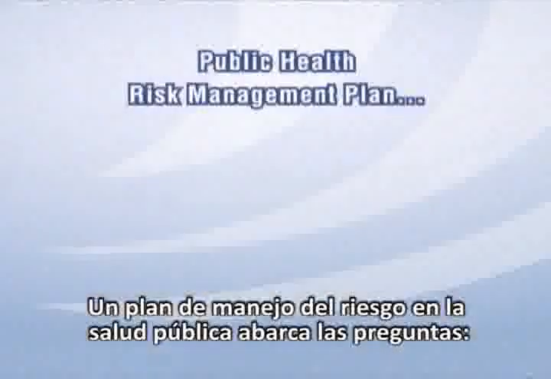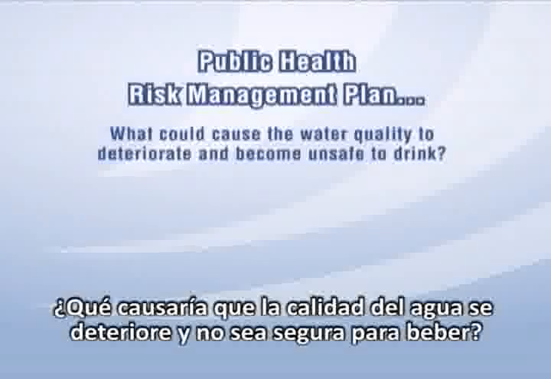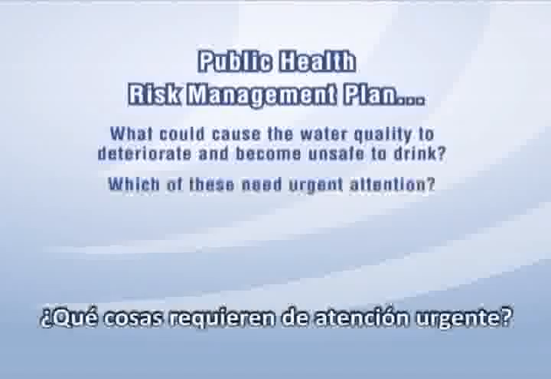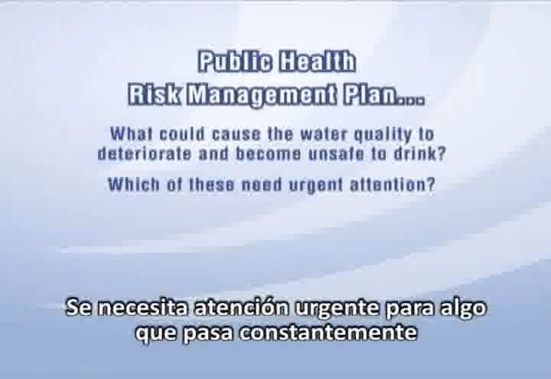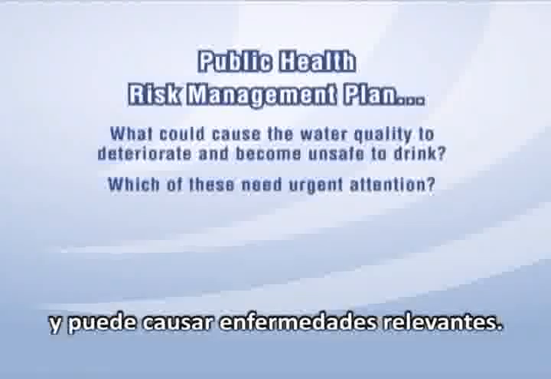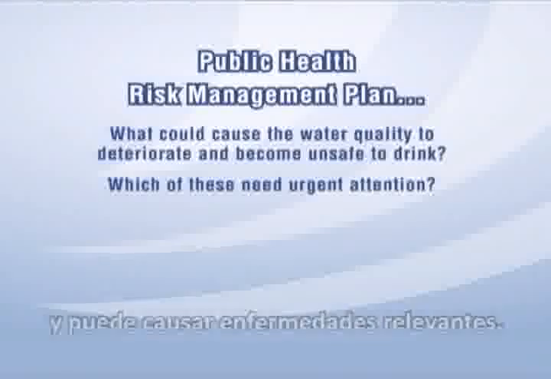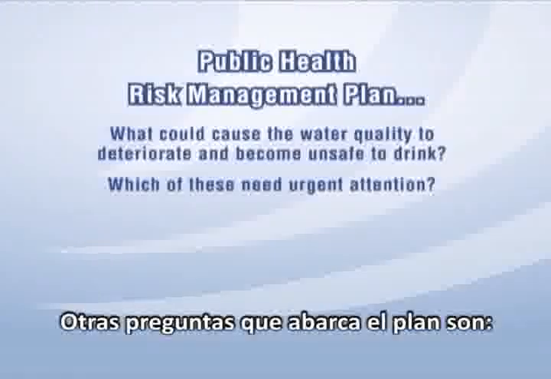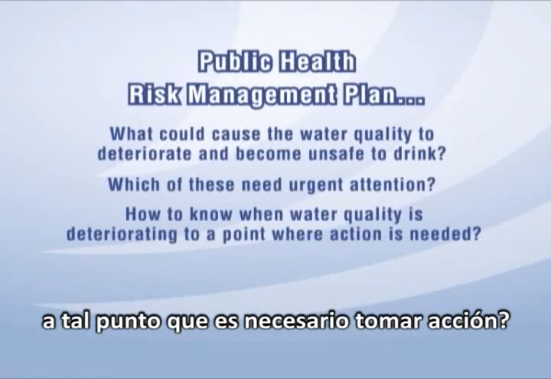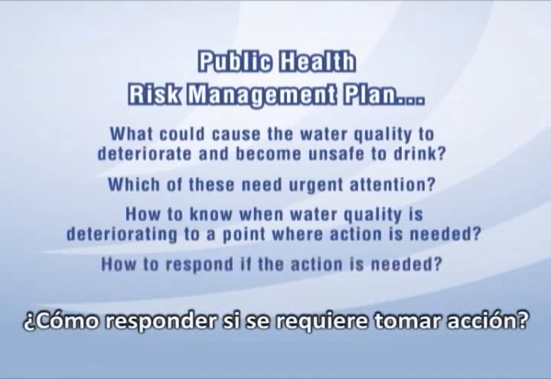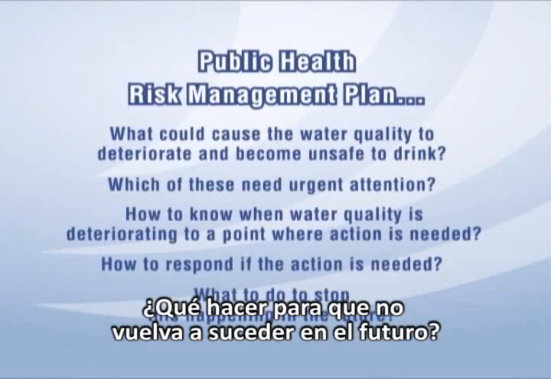A public health risk management plan covers the questions: what could cause the water quality to deteriorate and become unsafe to drink? Which of these need urgent attention? Urgent attention is needed for something that happens a lot and or could cause significant illness. Other questions the plan covers are how to know when the water quality is deteriorating to a point where action is needed, how to respond if the action is needed, what to do to stop this happening in the future.